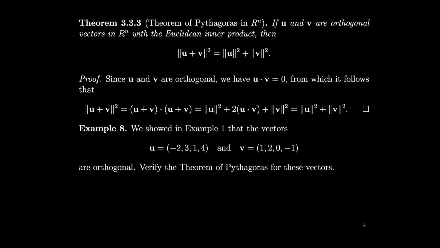Since u and v are orthogonal, we have that their dot product is 0, from which it follows that the length of u plus v squared is (u plus v) dot (u plus v), which we can distribute out. U dot u will be the length of u squared. U dot v plus v dot u is 2 u dot v, since the dot product is commutative. And then v dot v is the length of v squared. But remember, the dot product is 0, so this disappears, and we just get the length of u squared plus the length of v squared. It should make sense that we get this, because if these vectors are orthogonal, you should think of that as being perpendicular. So you can just basically draw a triangle and get the Pythagorean theorem.